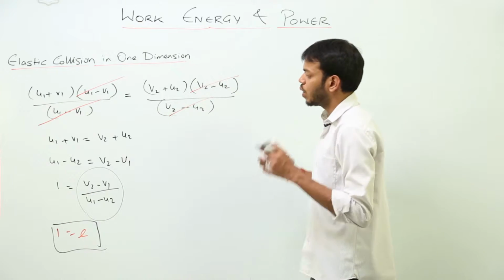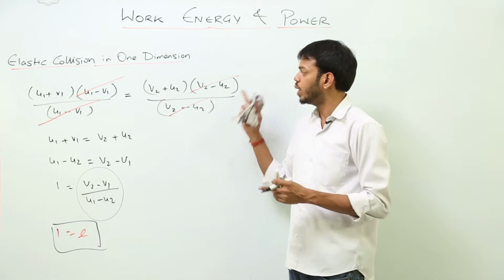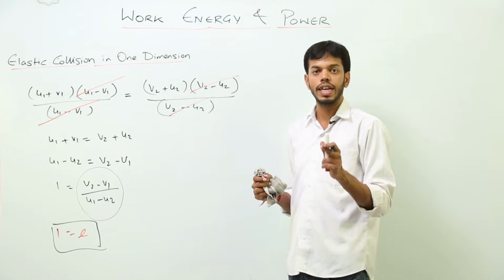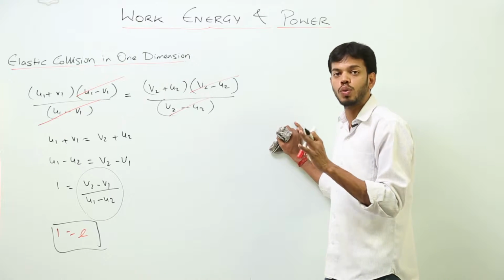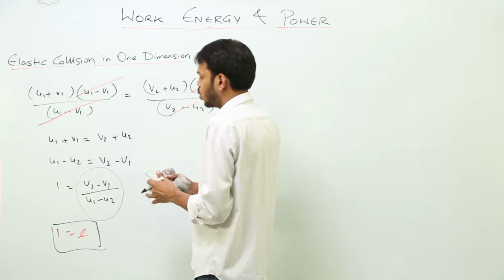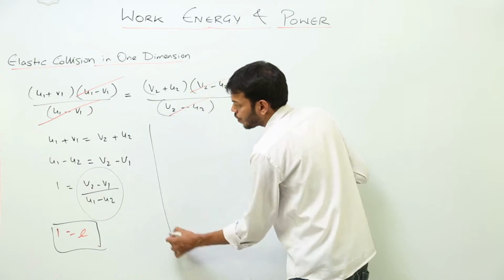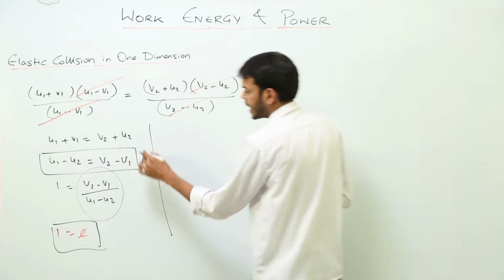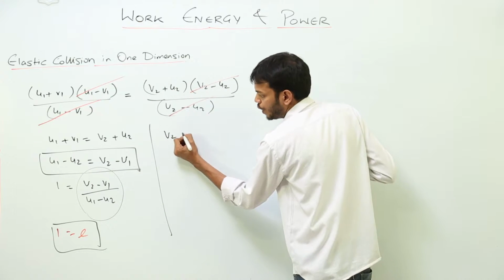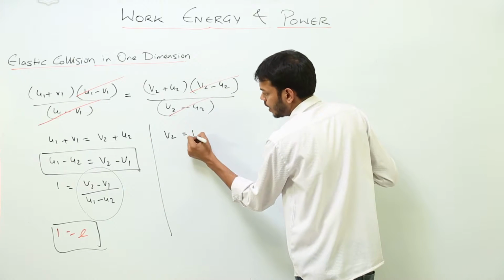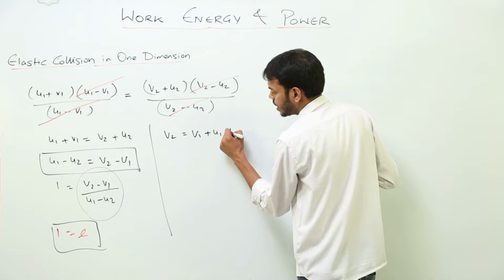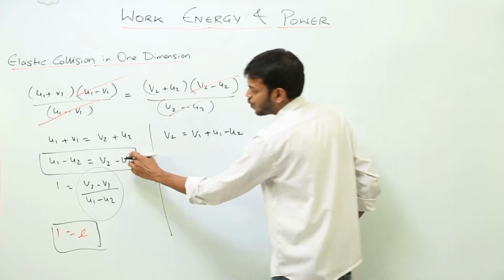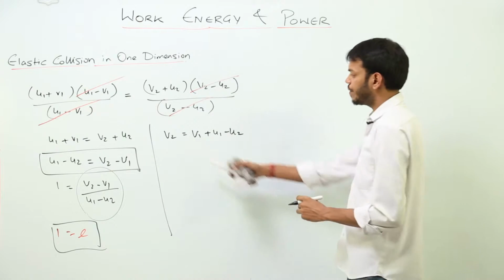Now our basic motive in this whole derivation was to find the values of v1 and v2 in terms of m1, m2, u1 and u2. So to do that, from this equation, which is the major equation, I am taking the value of v2. v2 is equal to v1 plus u1 minus u2. I have just taken this v1 on the other side. So I am left with this equation.